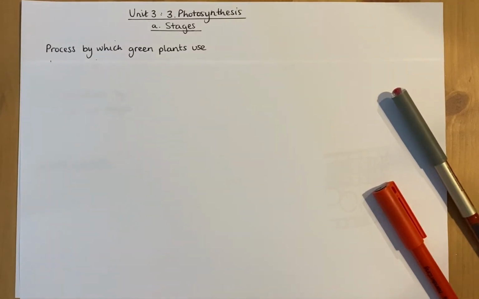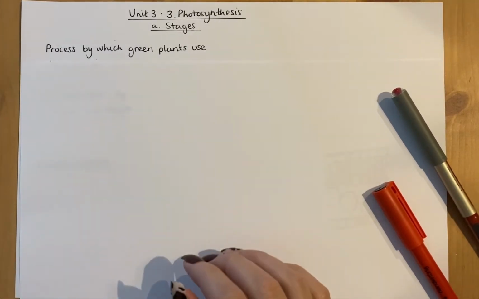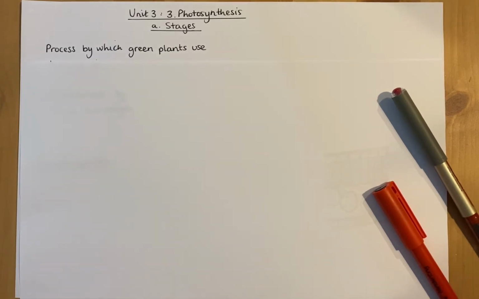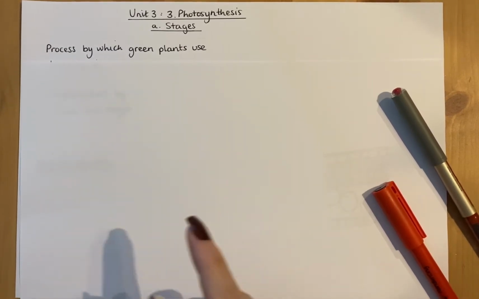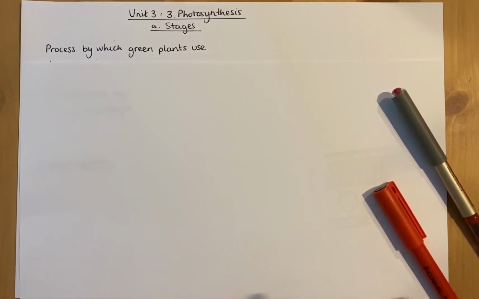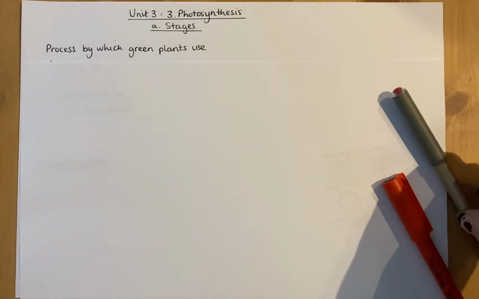This video is going to cover the photosynthesis part of Unit 3 of National 5 Biology. This very first video is going to cover the stages, and then the next video will cover the limiting factors and how to measure rates of photosynthesis. So some of this you might know from earlier on in your school time.